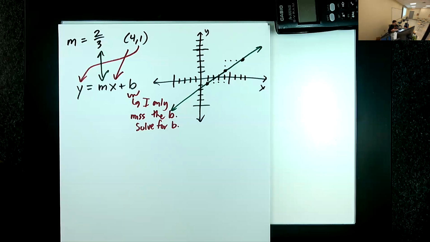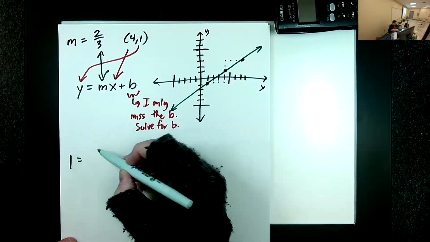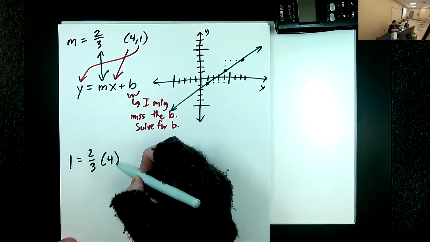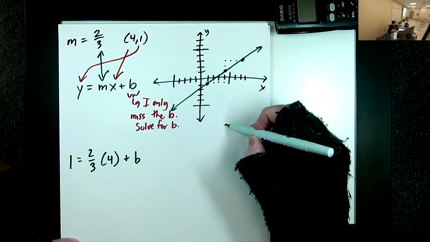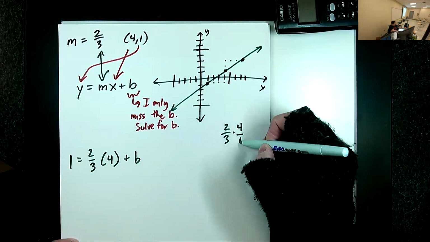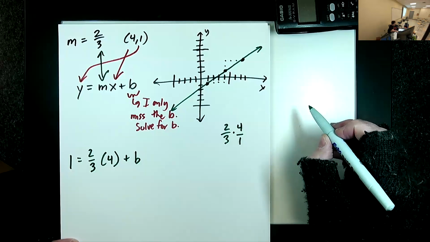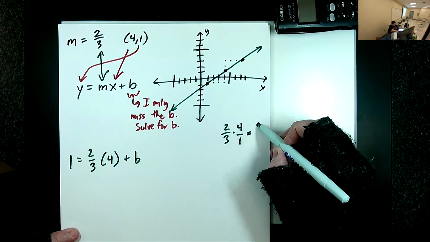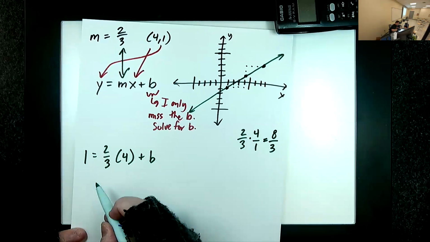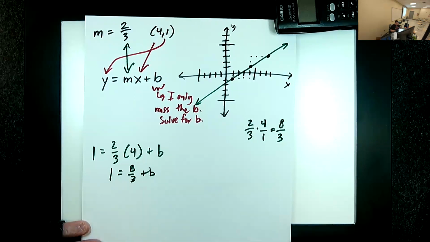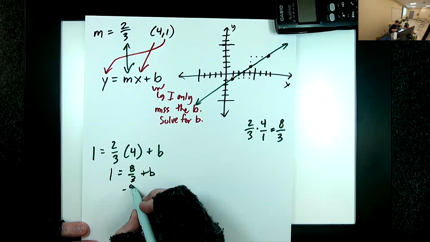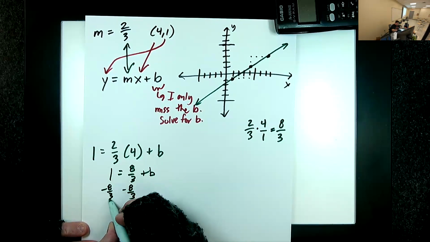So if I do that, I have 1 equals 2/3 times 4 plus b. Now 2/3 times 4, I can write it as 4/1. And remember, when we multiply fractions, we multiply top and bottom separately. This becomes 1 equals 8/3 plus b. Now I want to subtract 8/3 from both sides. I'll do that over here.